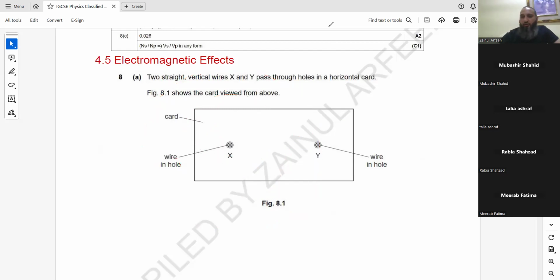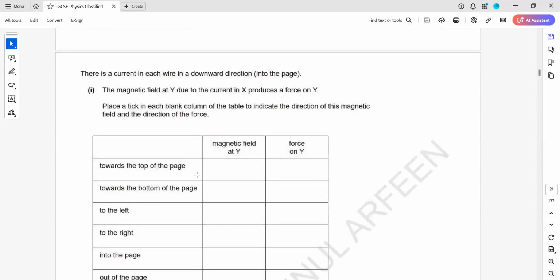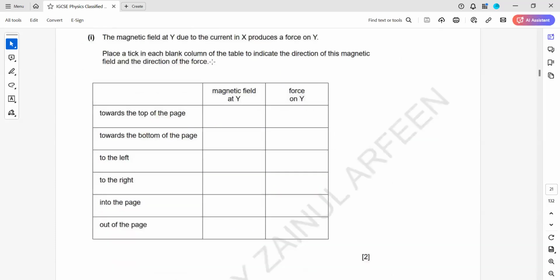So if you want to complete this, what is the direction of the magnetic field? It was towards the bottom. And what is the direction of the force? It was towards the left. There is also a simple way to remember: whenever two wires are carrying current in the same direction, for example crosses, what is the direction of the force? The direction of the force is towards each other.